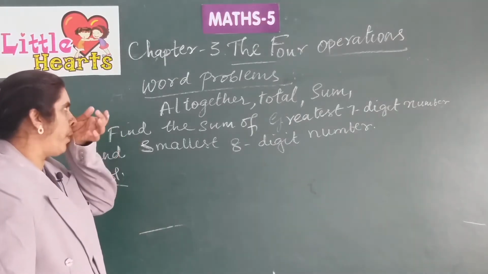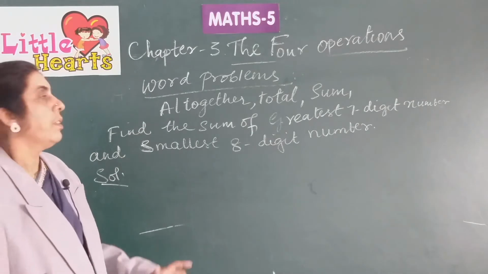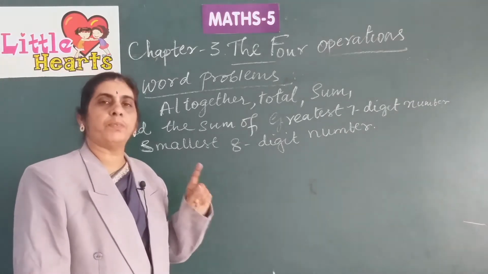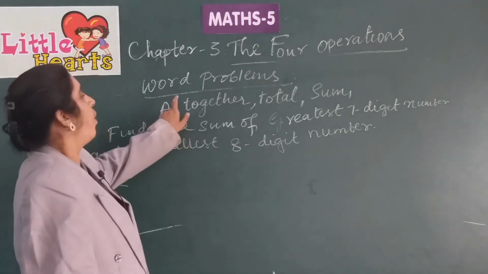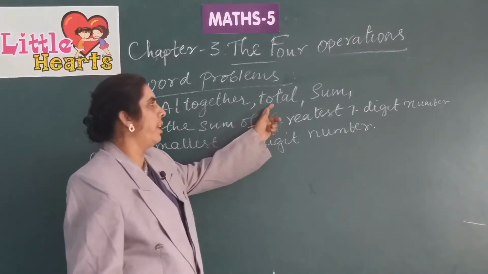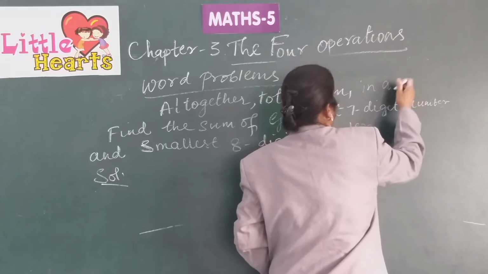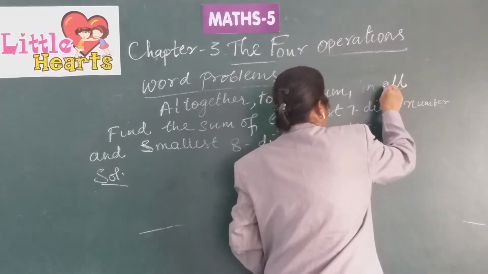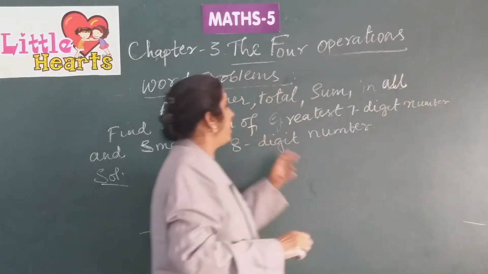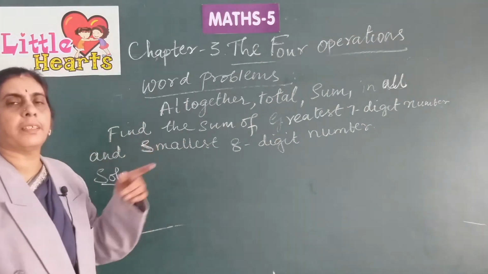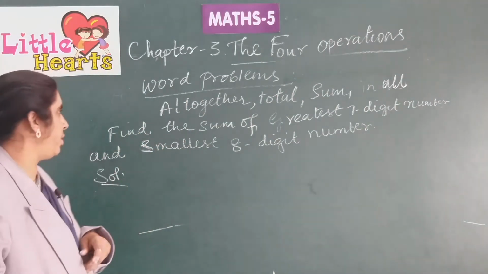Let us go with the word problems on addition now. The keywords in the word problems on addition will be mostly altogether, total, sum and in all. By reading the sum and by observing these words, we can identify that it's a word problem on addition.